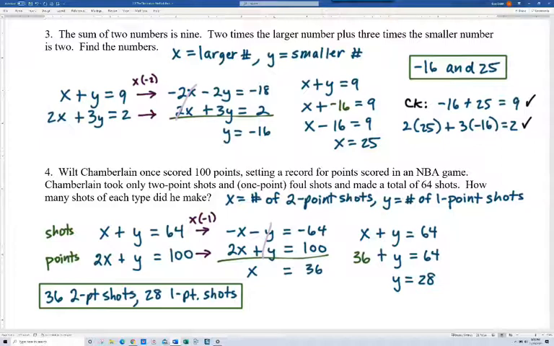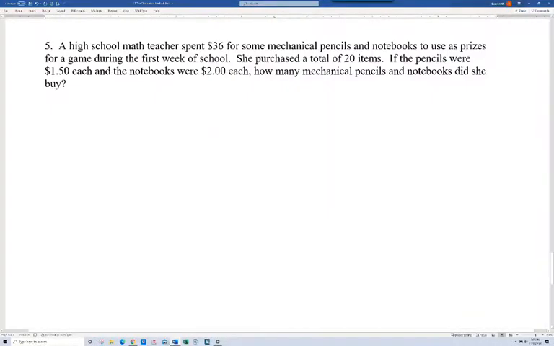Now let's go ahead and check our answer to make sure this works. Well, certainly 36 plus 28 is 64. So the number of 2-point shots plus the number of 1-point shots does equal 64, which is the total number of shots. And if you plug in 36 for x and 28 for y in this second equation here, you can verify that that does equal 100. All right, let's move on to the last example.